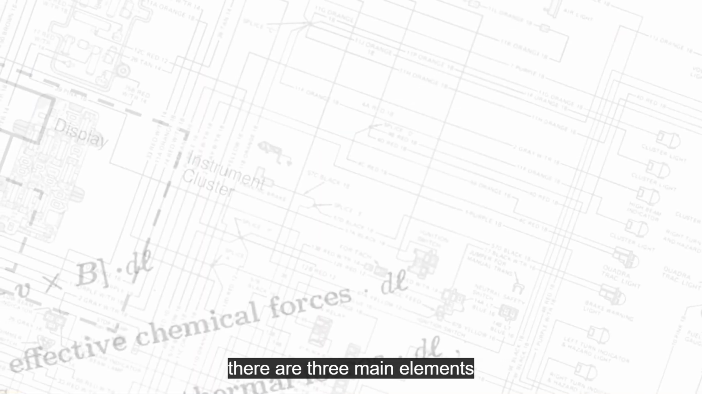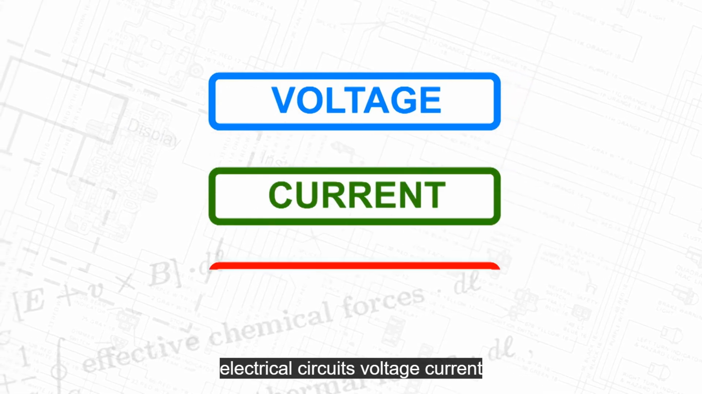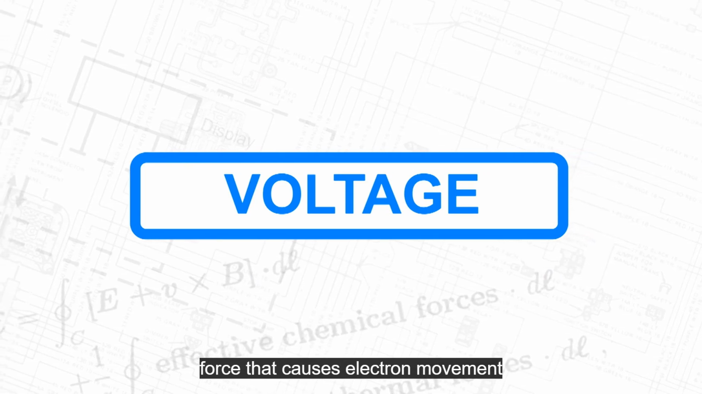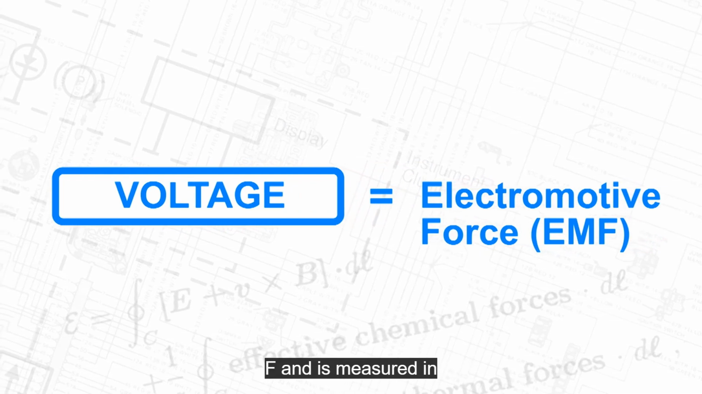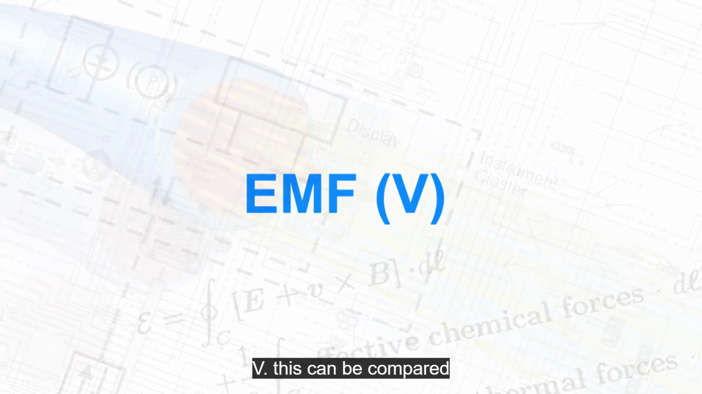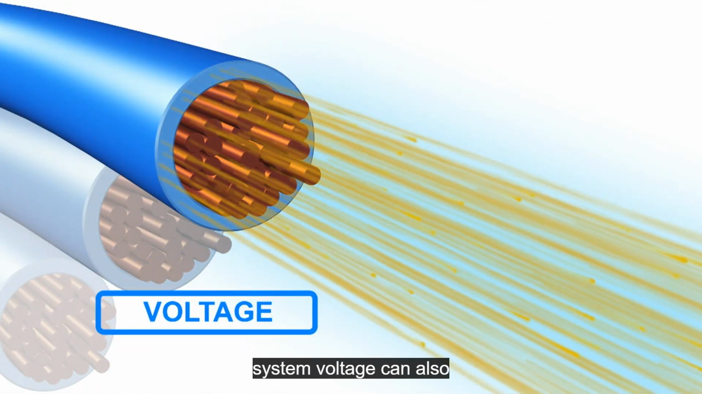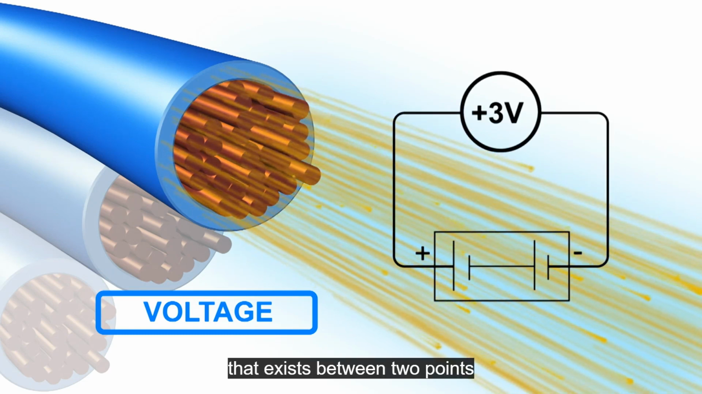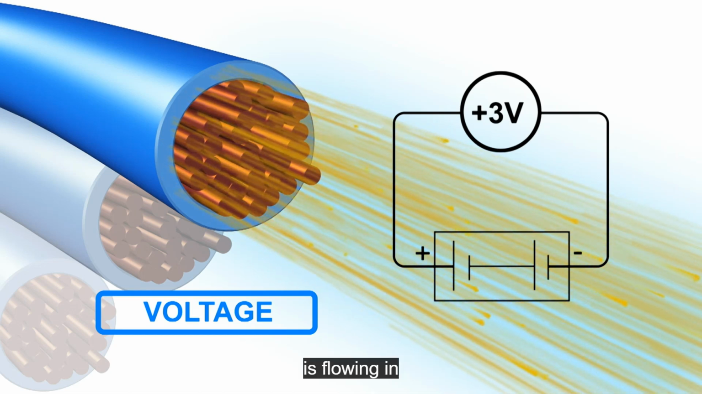There are 3 main elements that we concentrate on in electrical circuits: voltage, current, and resistance. Voltage is the force that causes electron movement. The force is called electromotive force, or EMF, and is measured in volts with the electrical symbol V. This can be compared to pressure in a hydraulic system. Voltage can also be considered a measurement of the difference in potential that exists between 2 points in a circuit. Voltage can exist when no current is flowing in the circuit.